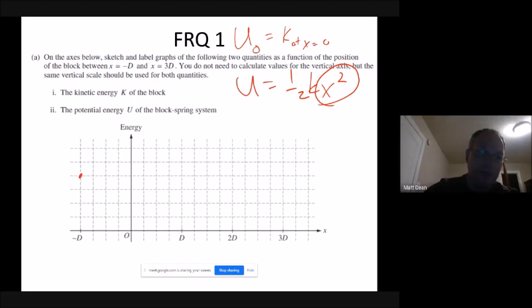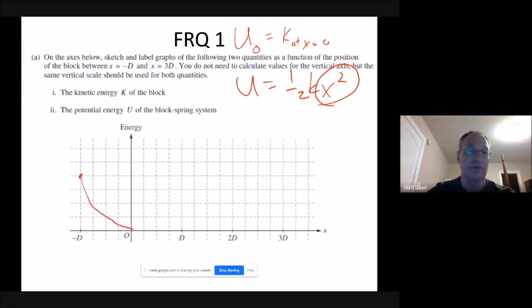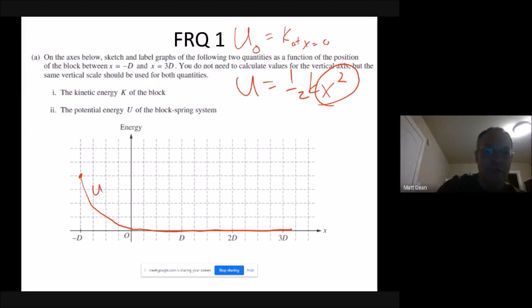So what that means is that the energy conversion from potential to kinetic is going to be really fast at first, and then it's going to level off. So instead of being a straight line, it may look more like a curve, something like that. From 0 all the way to 3d, we're going to have no potential energy. So I'm going to label this as the potential energy, like so. That's my potential energy curve.